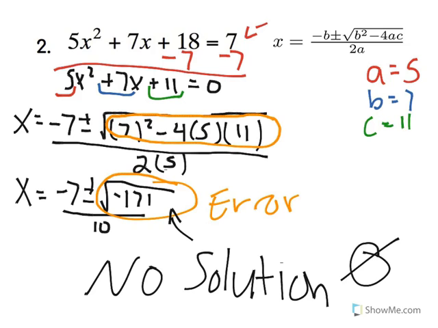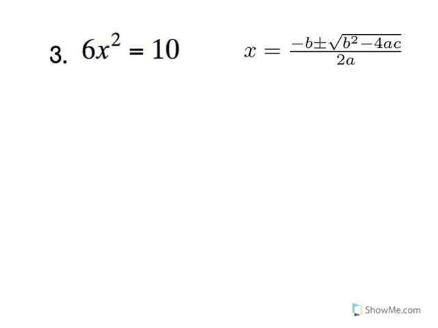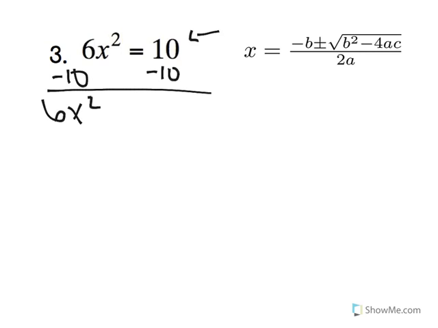So let's look at the next example. This one we have 6x squared is equal to 10. Now we want to have 0 right here, which we don't, so we're going to subtract 10 from both sides. I can't combine 6x squared and 10, because they're not like terms, so it's just going to be written as 6x squared minus 10 is equal to 0.